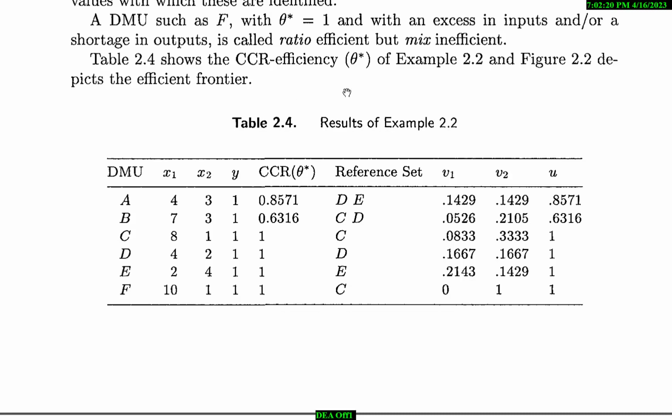By solving the CCR model for all the DMUs, we have these results. Indeed, for A, the value of inputs and output, this is its optimal CCR model value, which means theta star, the reference set, and the optimal weights.